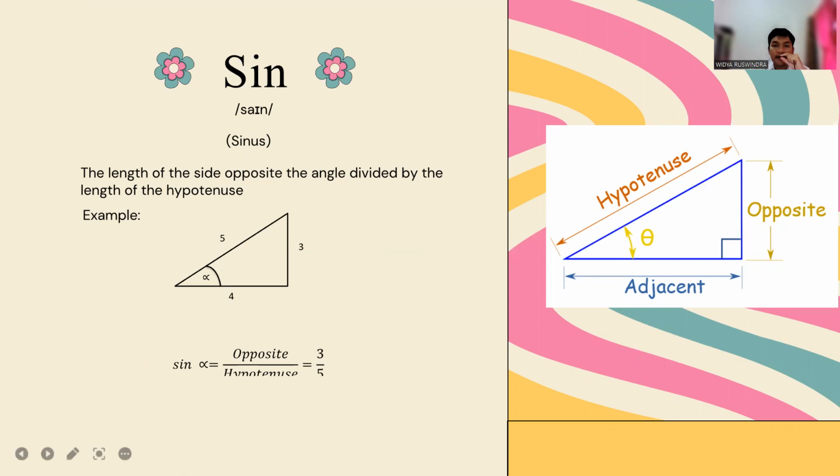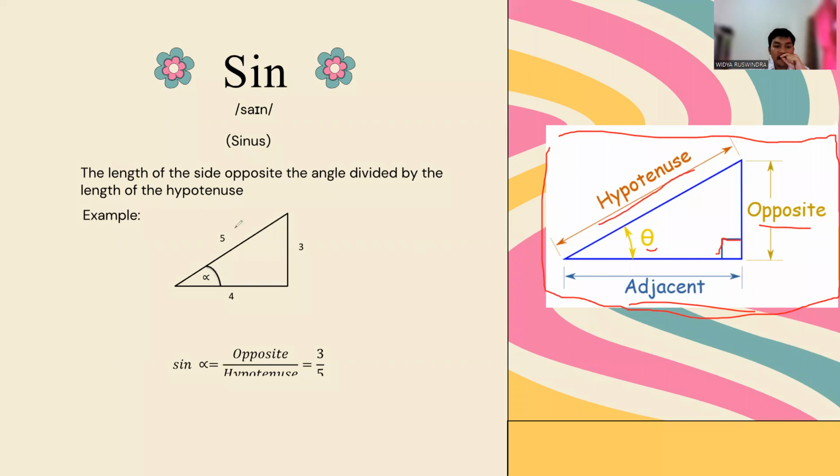This is for example, and this is a picture of a triangle with a 90-degree angle. If the angle is here, the side in front of the angle is the opposite side, and this is the adjacent side, and this longest side we say hypotenuse. So for example, we have a triangle with 4, 3, and 5, and this angle is alpha. So sine of alpha is opposite over hypotenuse, which is equal to 3/5.